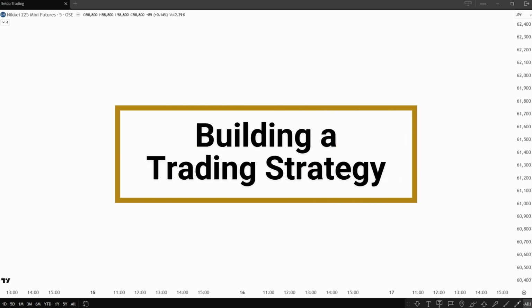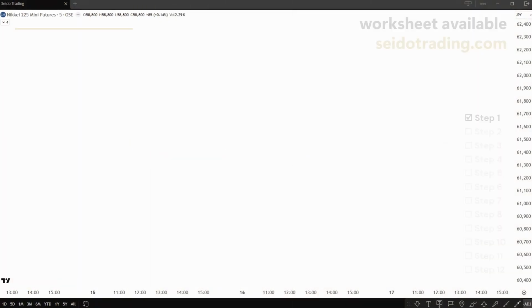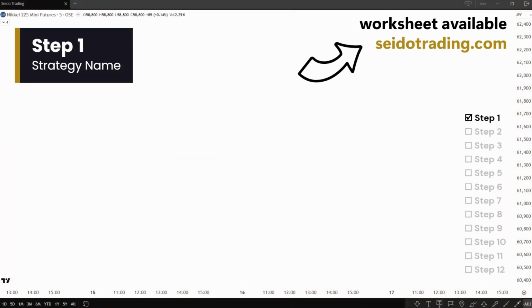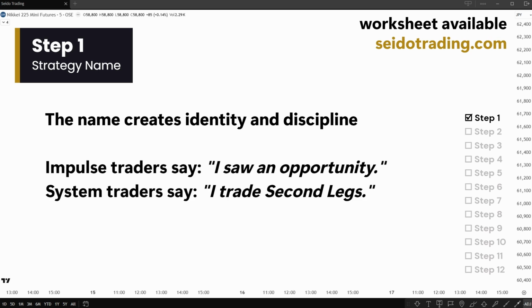Every strategy has 12 components, each designed to ground you to the purpose of execution. So step 1, name your strategy. This is not a formality. Naming your strategy forces you to treat it as a system rather than a series of impulses. A trader who says, "I trade second legs," is in a different psychological position to one who says, "I read price action," or "I look for opportunities." The name becomes the anchor, something you return to when the market is testing your discipline. Choose something that reflects what the setup actually does.